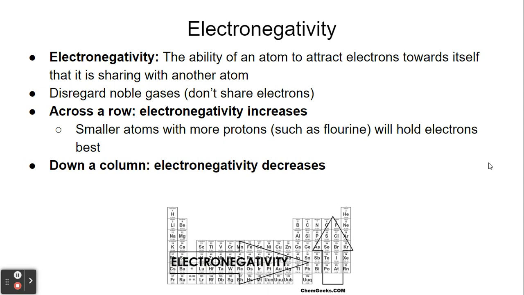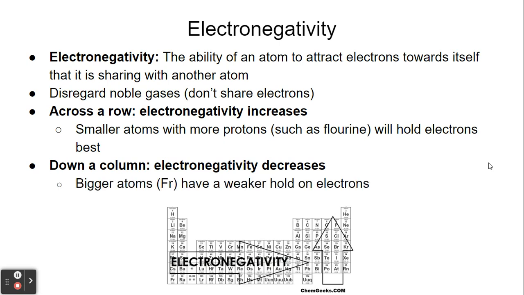Now, down a column, electronegativity is going to decrease because, again, talking about atomic radius, remember down a column it's increasing. As that atom gets bigger, it's going to have a weaker hold on those electrons. Something like francium, we just talked about francium, is a huge atom, right? So it's going to have a very weak hold on the outermost electrons that are bonding because those electrons are so far away from the nucleus. They don't have much of a force from the nucleus.